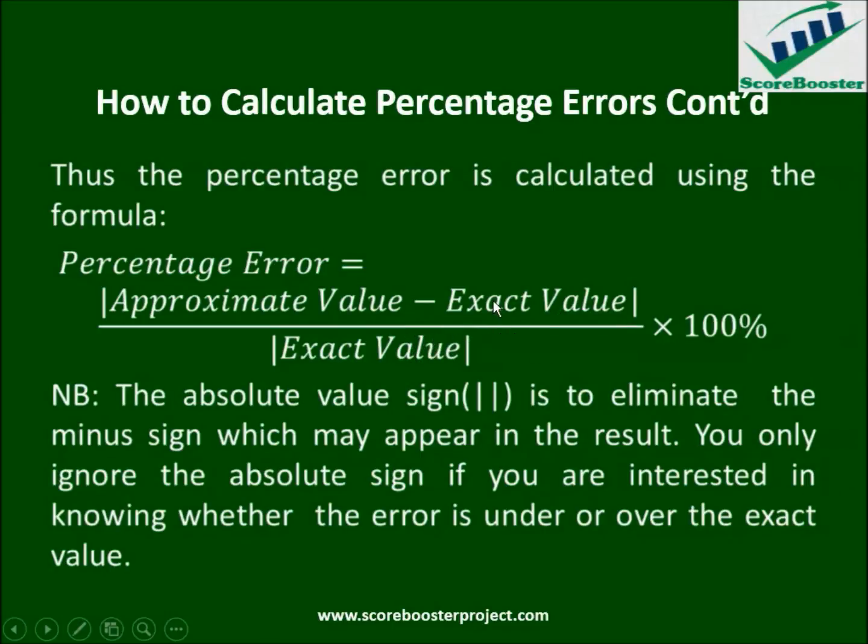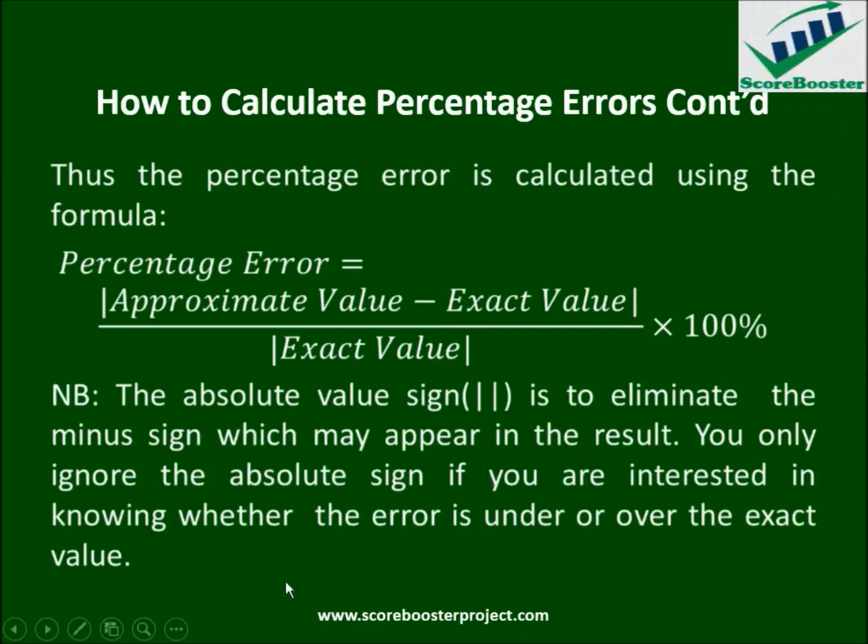On the other hand, if the exact value is greater than the approximate value, the value you arrive at here will be a negative value, and the percentage error will have a negative value, which is a reduction. So the result of approximation in that case must have led to a reduction in the exact value of the parameter you are considering. So that is the essence of the absolute sign.